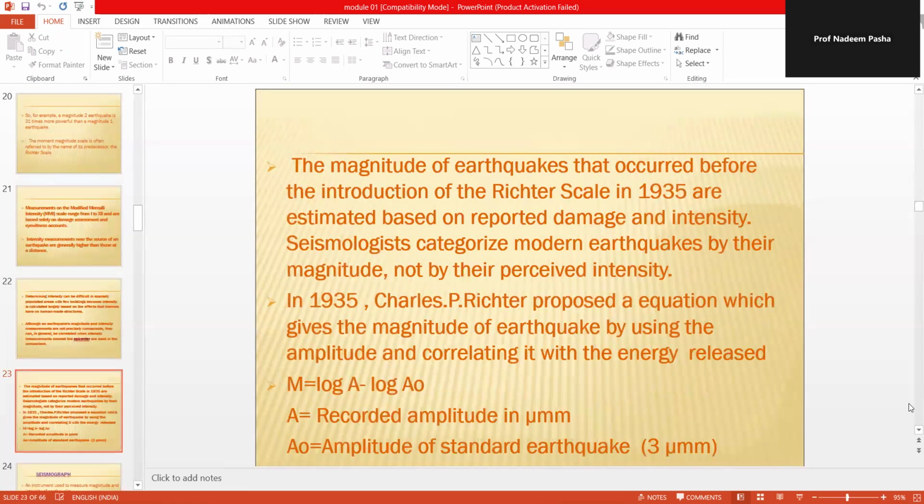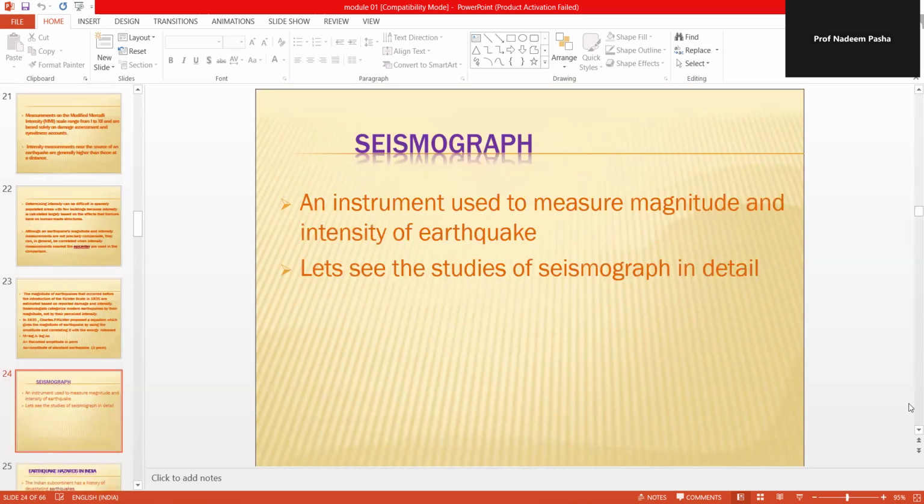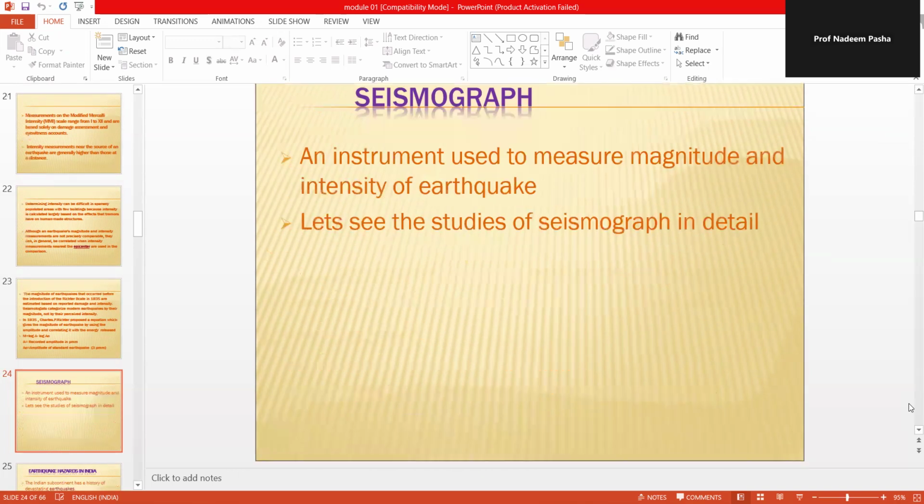Normally when an earthquake occurs, we hear that on the Richter scale, the magnitude of the earthquake is noted as this much. We have heard it in the news and all. So what exactly is it? It is named after Charles F. Richter, who proposed an equation in the year 1935. That is M equals log A minus log A naught, where A is the recorded amplitude in micrometers, and A naught is the amplitude of a standard earthquake. So what exactly is a seismograph? It is an instrument used to measure the magnitude and intensity of earthquakes, that we have seen in detail.